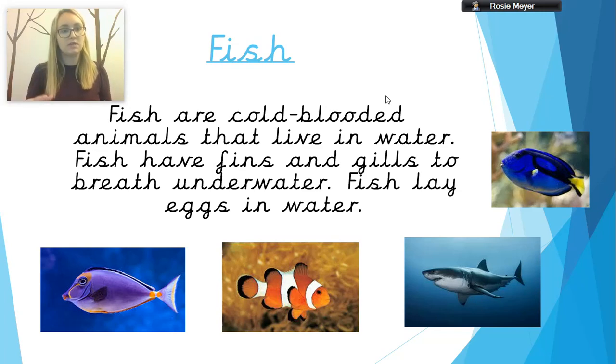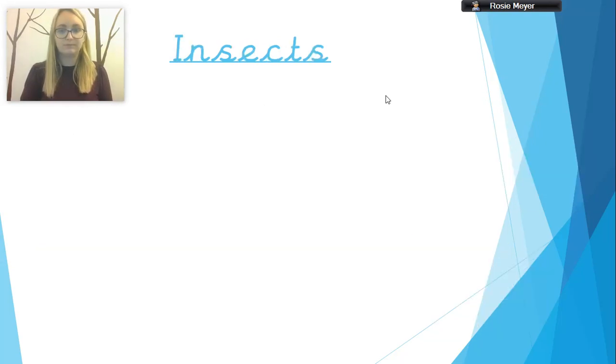Okay, so sometimes that can be a little bit confusing. We think that a shark is a mammal, or you might think that a dolphin is a fish. Okay, but sharks are fishes, and dolphins and whales are mammals.